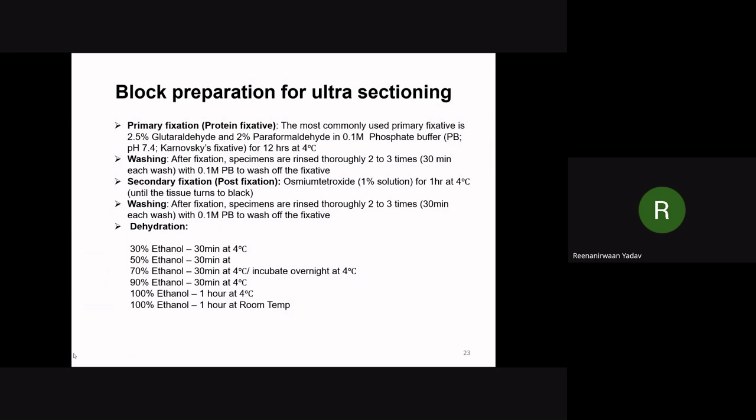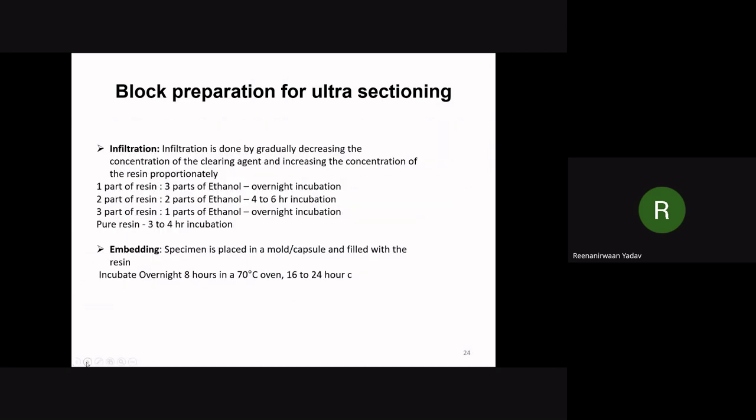Next slide, please. After the dehydration, we have to embed our tissue or cells inside the resin to provide a firm support during cutting. So here we gradually add the resin along with the ethanol, like initially in 1 is to 3 ratio, then 2 is to 3 ratio, and then 3 is to 1 ratio, and then pure resin.